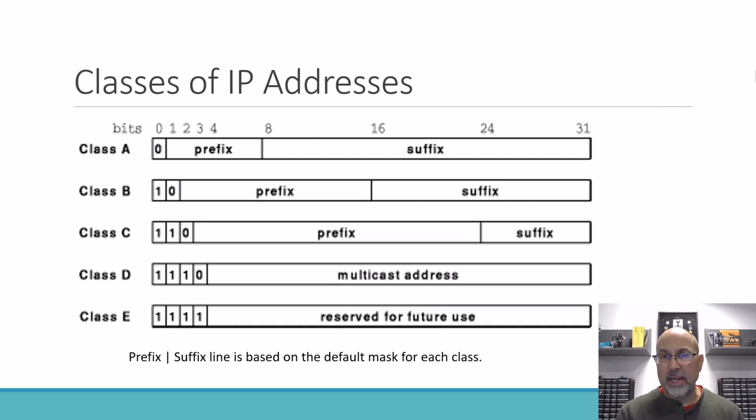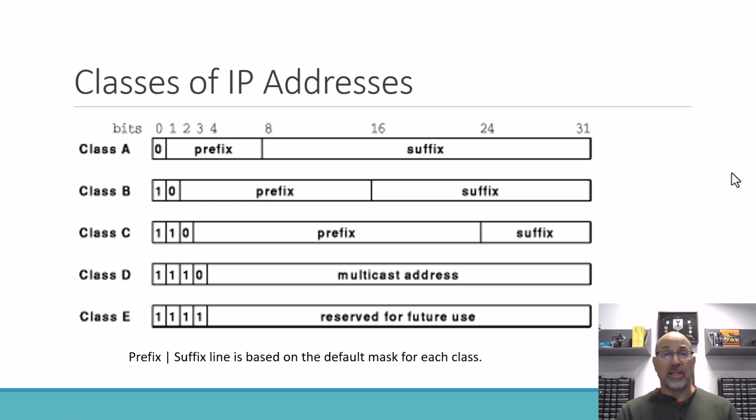Okay, now this is another way to look at those classes. Remember that I said that class A's all begin with a binary 0, class B's all begin with a binary 10, and class C's all begin with a binary 110. With the default mask of 255.0.0.0, this tells us where the prefix is, the network portion, and the suffix, the host portion, and this shows a lot of bits for addressing for hosts. And it gets smaller and smaller as we go to class C's. But one other thing that we notice is that the prefix gets larger and larger because the ones in a mask tell us where the prefix is or the size of the prefix.